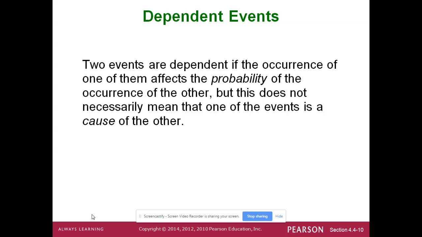Two events are dependent if the probability of the second one is changed because of the first one. It doesn't necessarily mean that one causes the other one to happen, so don't infer that that's what's happening. The probability of event A doesn't necessarily make event B happen. It just makes the probability different. Dependent events.